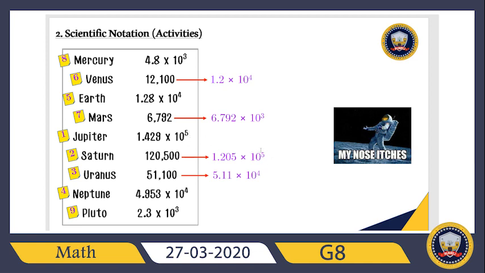I will move to power 4. This number is to the power of 4. This one is to the power of 4. This one is to the power of 4 and this one is to the power of 4. Now I have 1.2, 1.28, 5.11 and 4.9. So 5.11 is bigger. So this will be the third. So Uranus will be 3.